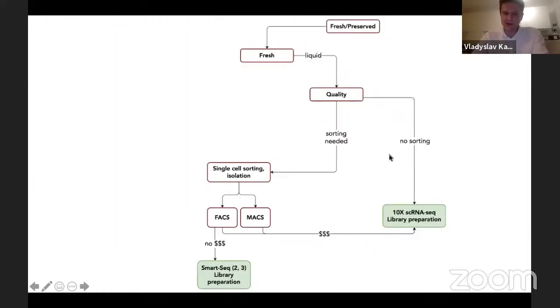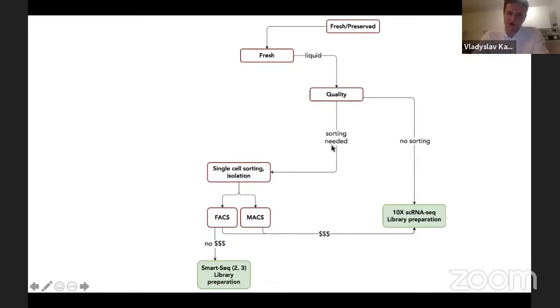So let's summarize everything that we were talking about now. We started here with fresh versus preserved tissue. And we said that the easiest option would be to start with fresh tissue, a liquid fresh tissue. The next question we needed to ask ourselves was about quality, whether I need sorting or I don't need sorting. If you don't need sorting, you can load your cells into the 10x Chromium chip and then do a simple library preparation according to the 10x protocol.